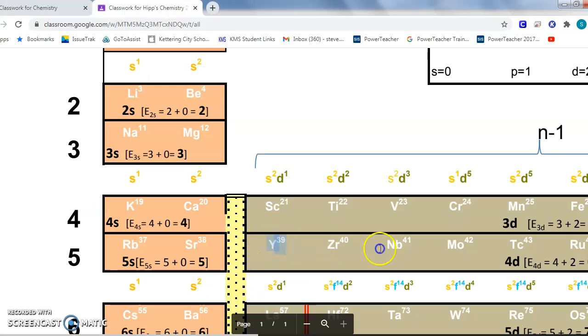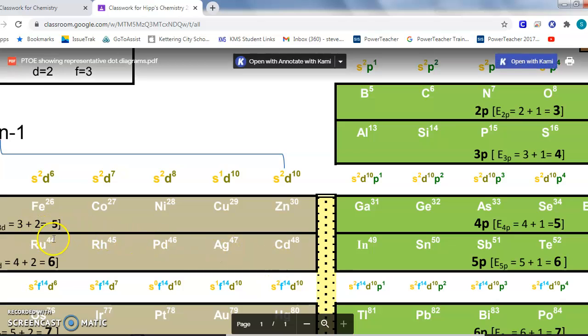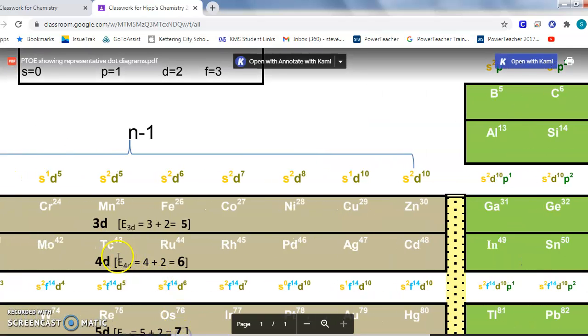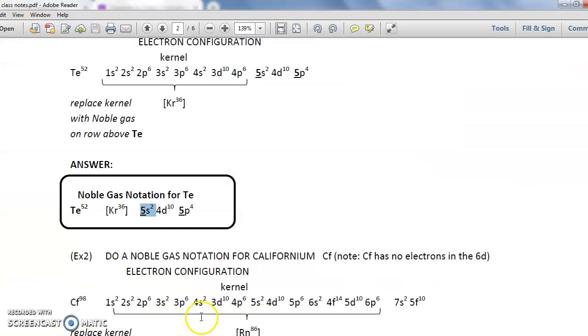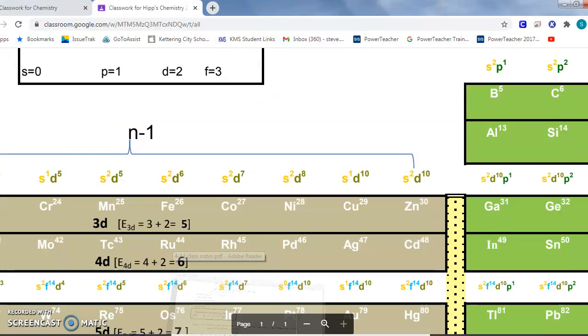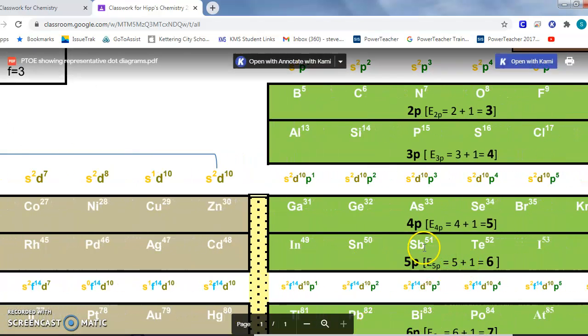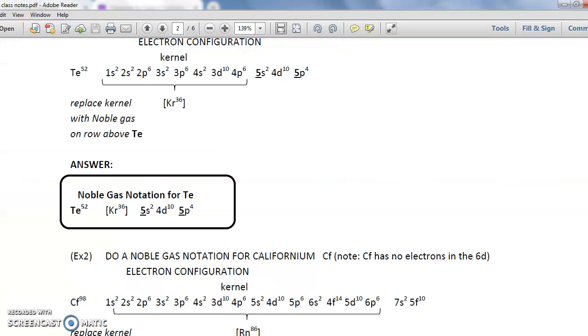I come to 39 through 48. That's 10 elements in the 4d. That is the 4d part of the table right there. It's written right here. That's why this is a really easy table to use for this. I would write 4d10. And now I'm in the p sublevel, the 5p, where I find tellurium, and it's the 4th one over, so I would write 5p4.